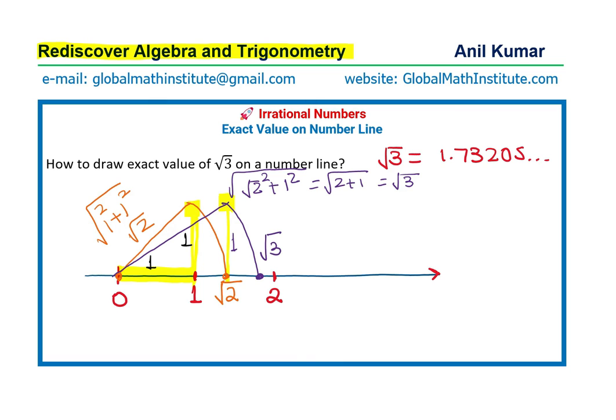So you got a method now to extend this particular strategy, and on this number line plot exact values of irrational numbers. Square root 2, square root 3, square root 4 is not irrational, but then square root 5, square root 6, and so on. You get the whole idea. So that is the way you should go about.